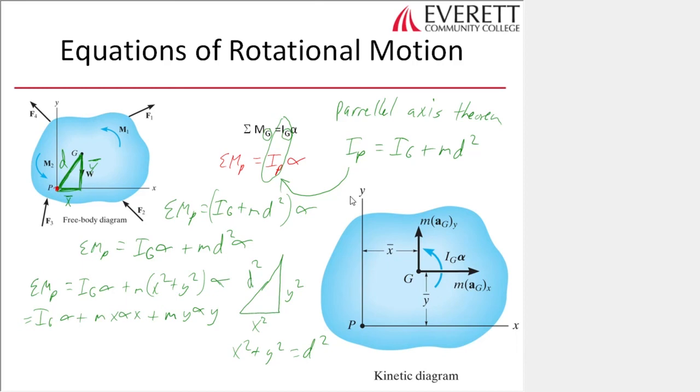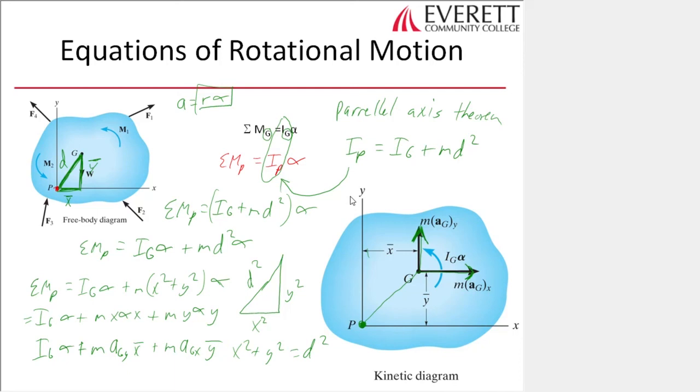Okay, I want to show you why I did that. What is x alpha? x alpha is going to change into a_Gy times x bar. And y alpha is going to change into a_Gx times y bar. Okay?